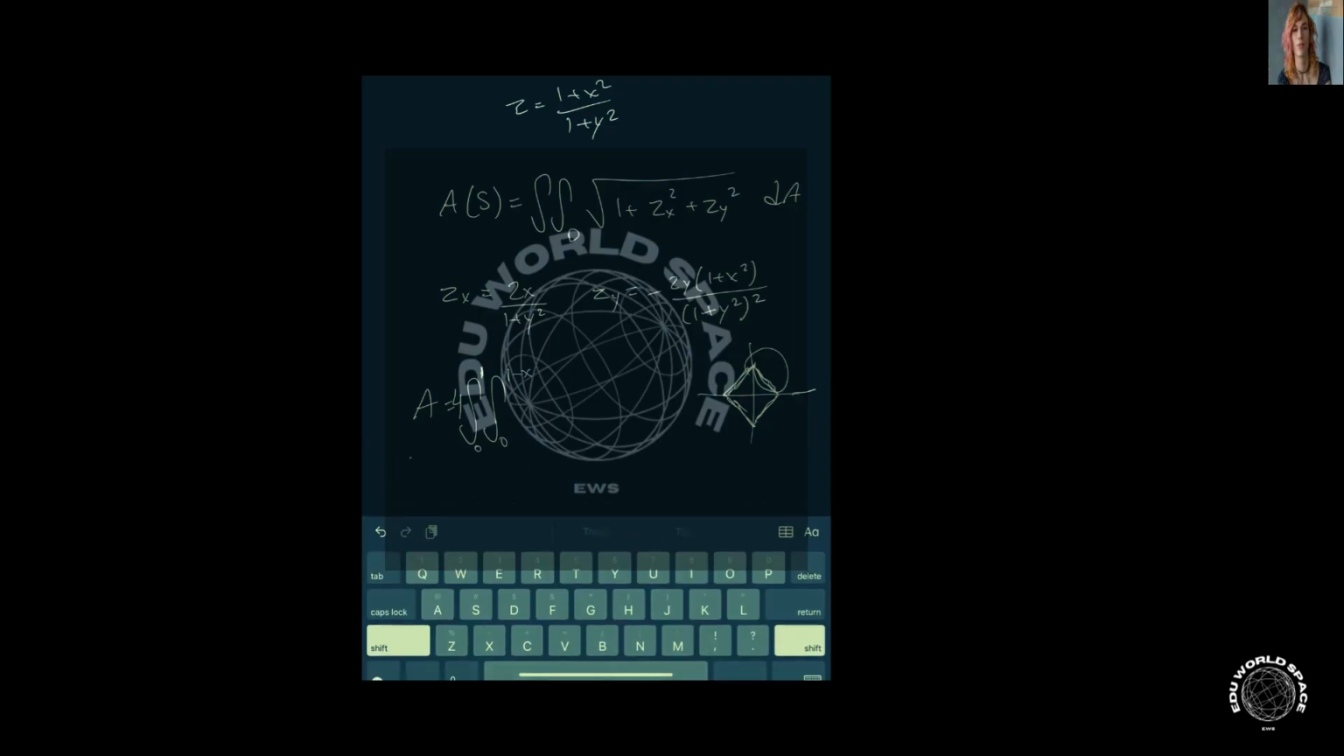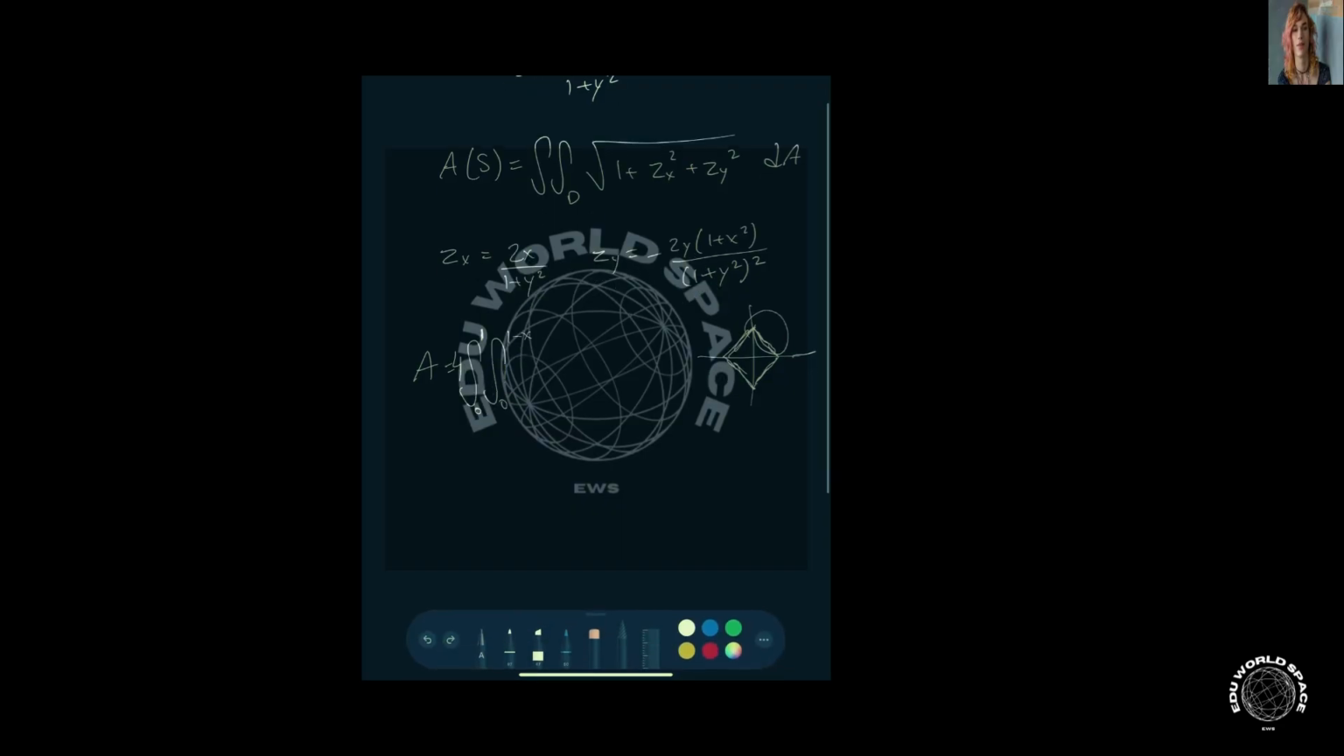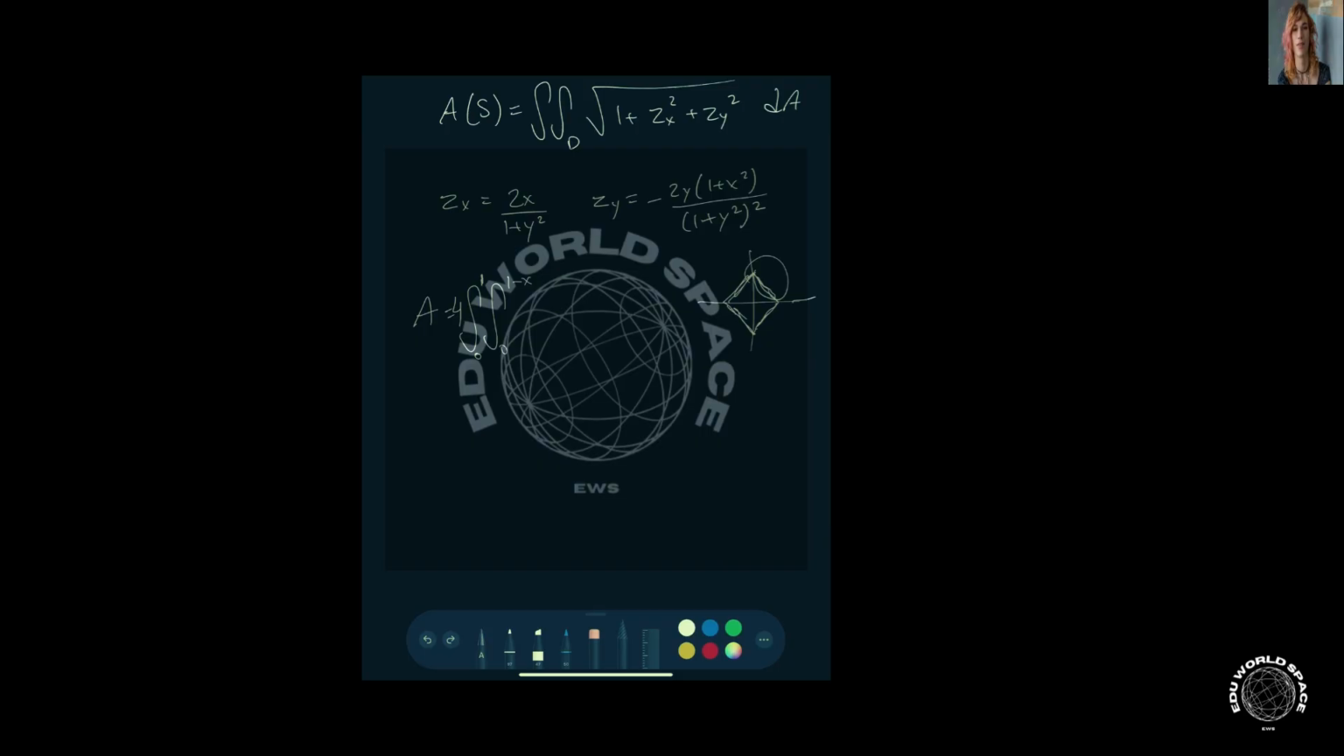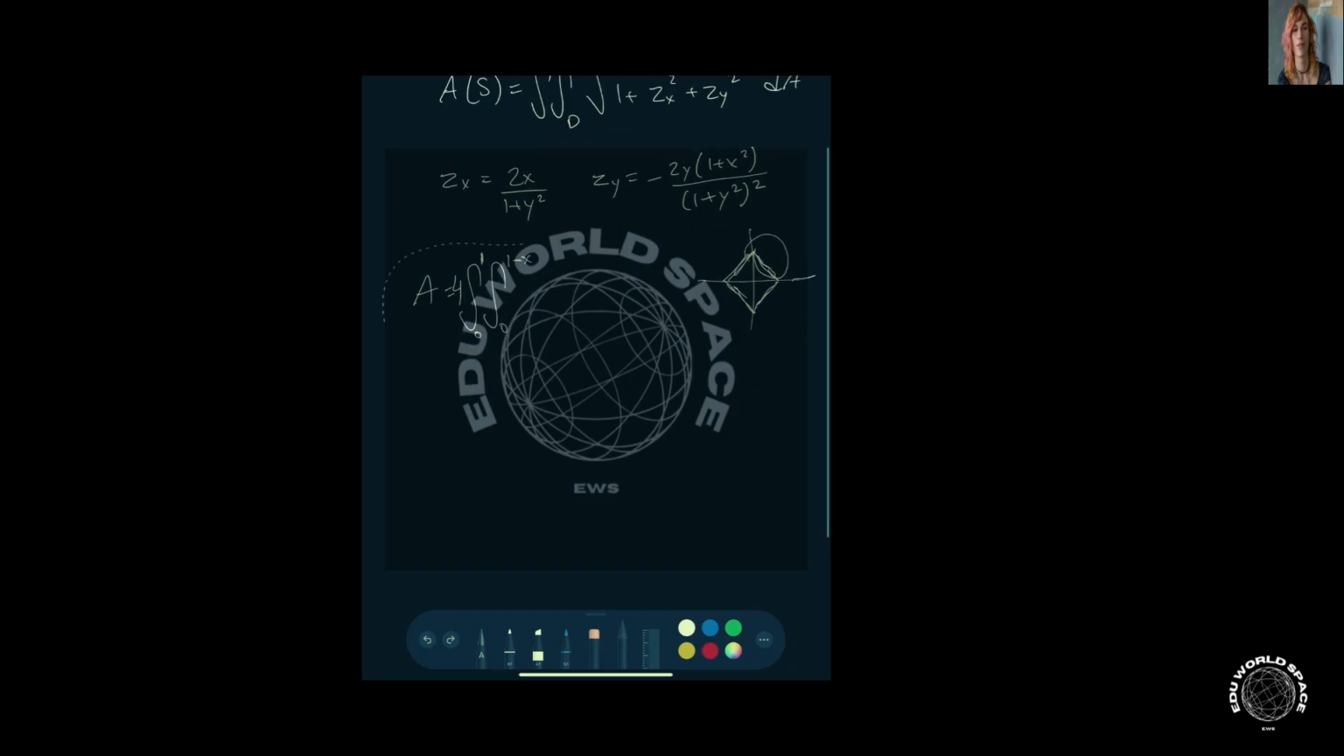So on the inside, after we square everything, what we end up getting as a result, and we can move this down to give us more space, there we go, is 1 over 1 plus y squared squared times the square root of 1 plus y squared to the 4th plus 4x squared times 1 plus y squared squared plus 4y squared times 1 plus x squared squared, and then dA.